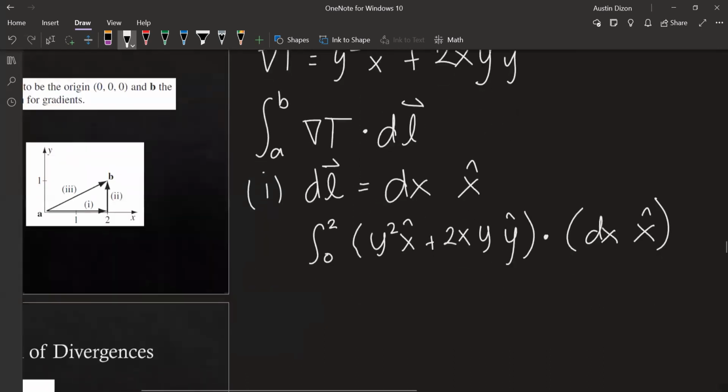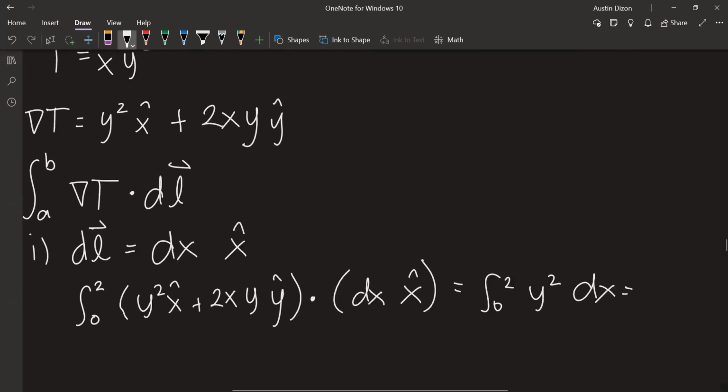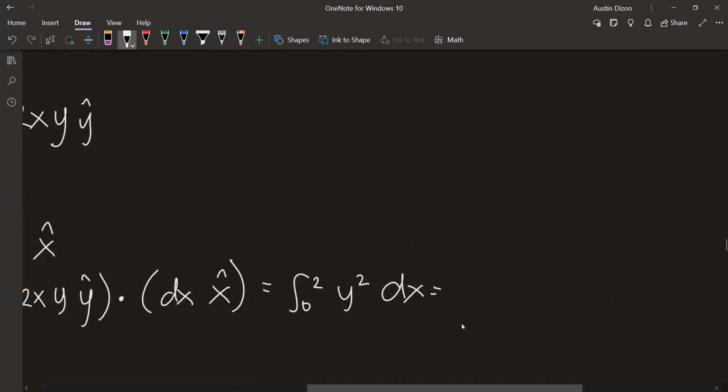Okay. Sir, wala yung y hat. Ibig sabihin, 0. So, matitira lang sa path 1 will be 0 to 2 of y squared dx. Tama ba? Ito lang magsusurvive. So, ang integral na to ay magiging xy squared evaluated from 0 to 2. And that is 2y squared. Tama, tama.